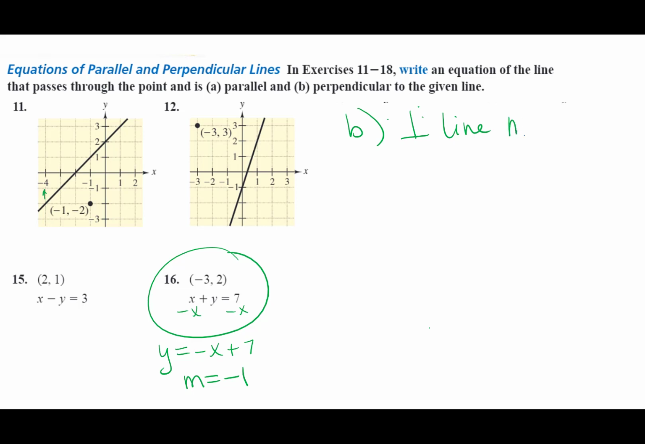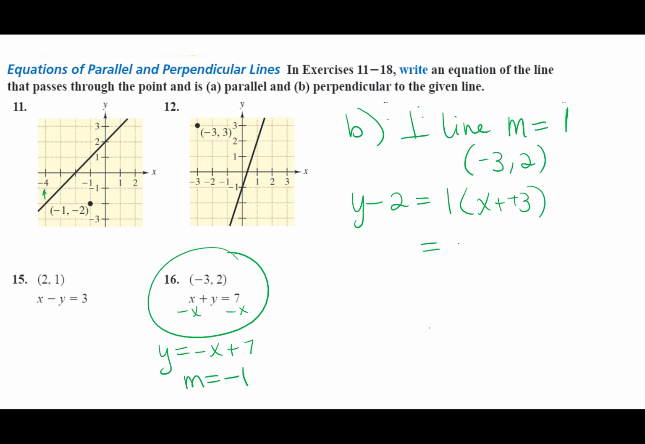Well, what you know about perpendicular slopes is that it's the opposite reciprocal. So the opposite reciprocal to -1 will be +1. And we're going to use that same ordered pair in the point slope format. This is y minus 2 equals 1 times x minus -3. Again, add the opposite. And because we're now distributing a +1, we can drop the parentheses.